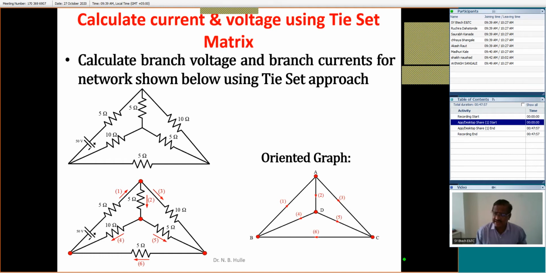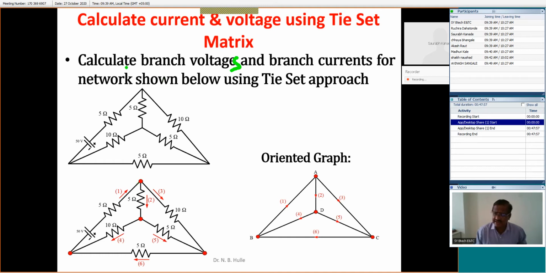Now look at the statement. What is the statement? Calculate branch voltages and branch currents for the network shown below using the Tieset approach. In this case, we are using the Tieset approach for the calculation of the voltages and currents. Is it right? Now look at how the approach will be.